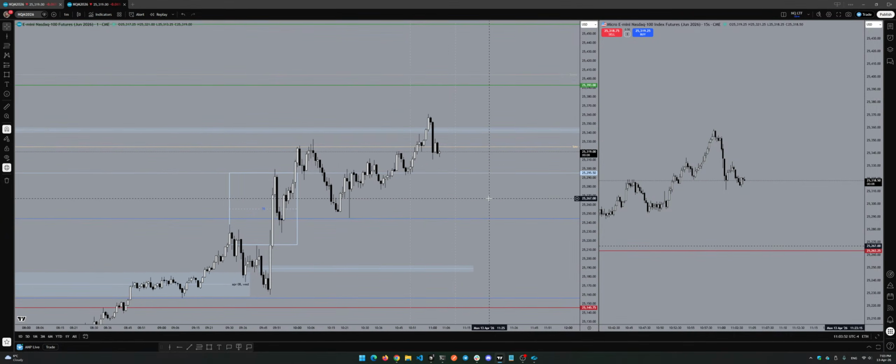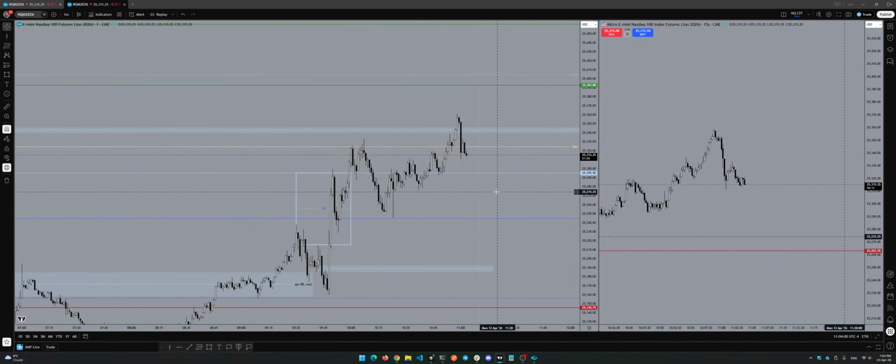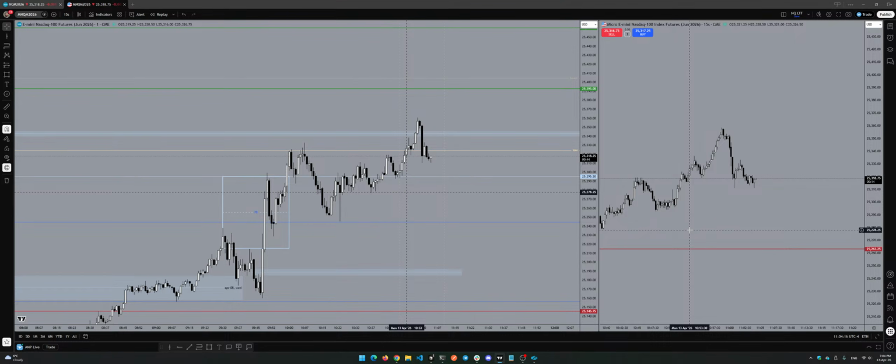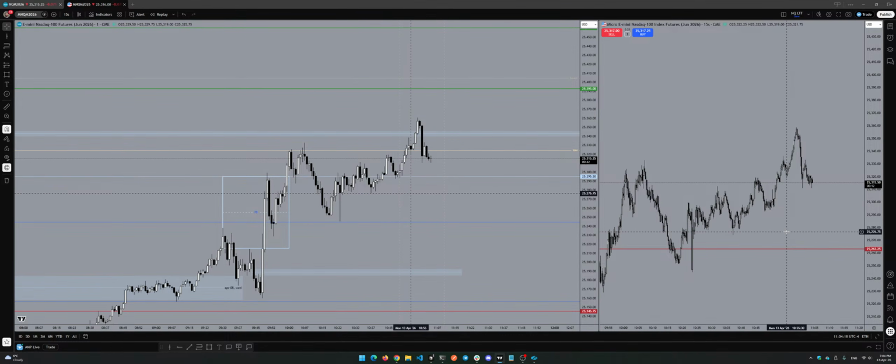The best time for trading a retracement is probably 11:30, which is the lunch macro, but this is starting to break down before that. We'll have to wait and see.